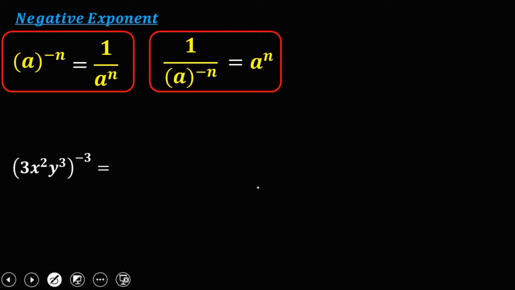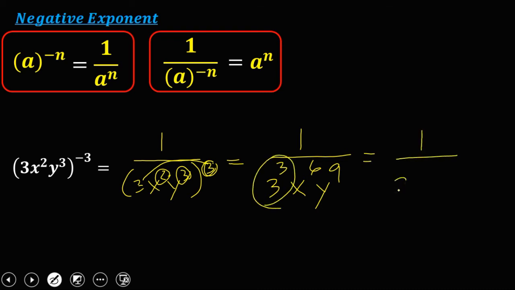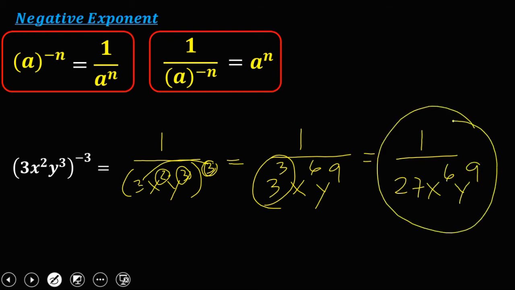This given, make this one positive first. So 1 over, then we have 3x squared y cubed, and the exponent now becomes positive. Then distribute the exponent. So 1 over, distribute to 3. That's 3 to the power 3. Then power to power, 2 times 3, that's 6. And y, 3 times 3, that's 9. So the final answer now, that's 1 over 3 to the power 3, that's 27, x to the power 6, y to the power 9.